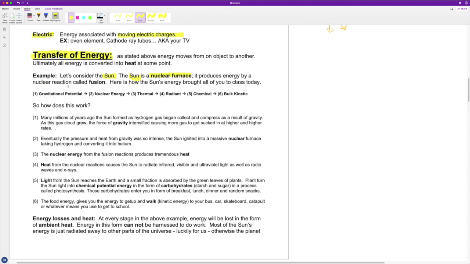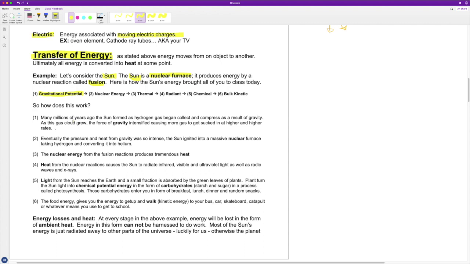So during the nuclear reaction of fusion, it brings a ton of heat, a ton of light, and then that energy reaches us. But where did the sun get this initial energy from? Well, the sun initially got it, back when it was formed, from gravitational potential energy.